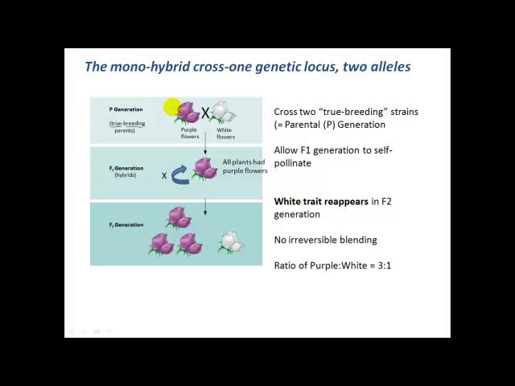So for example, if you had a true breeding strain of peas that had purple flowers, if you allowed that strain to self-fertilize across many, many generations, you would always get offspring that likewise had purple flowers. So it's true breeding for the trait of purple. Likewise, there were other strains that were true breeding for the trait of having white flowers rather than purple flowers. So that's what we mean by the term true breeding.